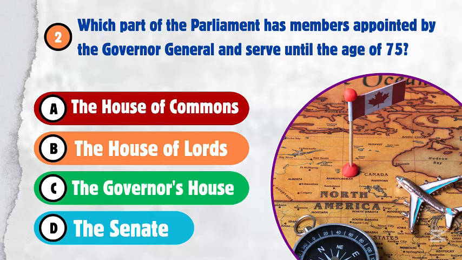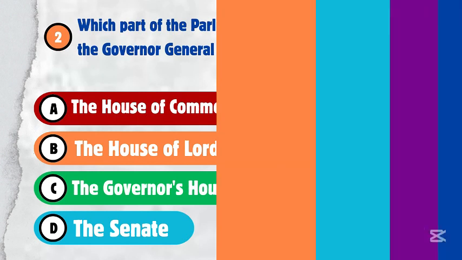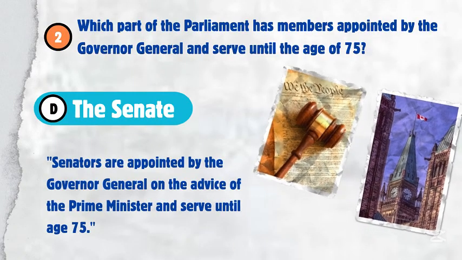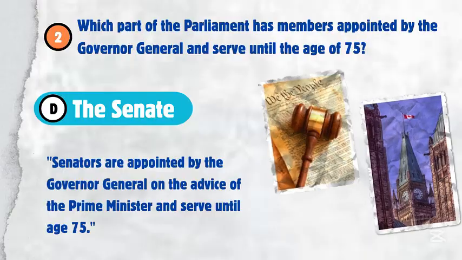2. Which part of the Parliament has members appointed by the Governor-General and serve until the age of 75? A. The House of Commons, B. The House of Lords, C. The Governor's House, D. The Senate. Answer: D. The Senate. Senators are appointed by the Governor-General on the advice of the Prime Minister and serve until age 75.